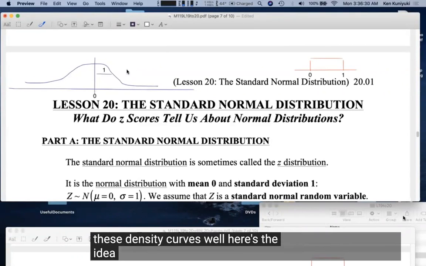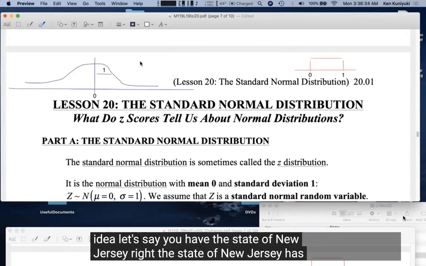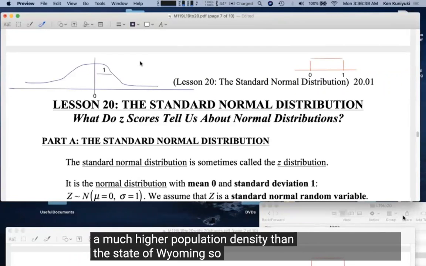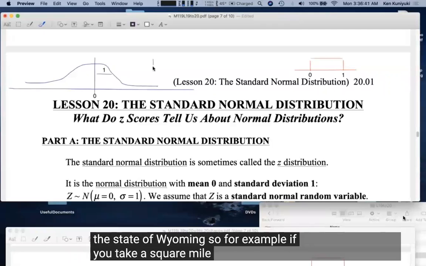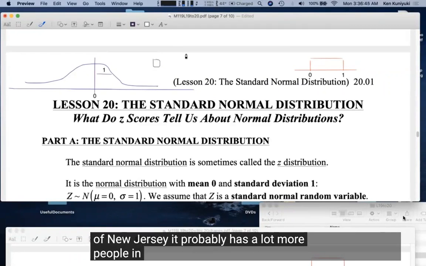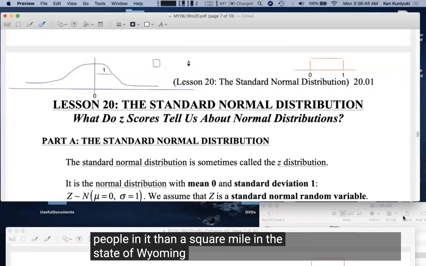First of all, you might be wondering why we call these density curves. Well, here's the idea. Let's say you have the state of New Jersey. The state of New Jersey has a much higher population density than the state of Wyoming. So, for example, if you take a square mile in the state of New Jersey, it probably has a lot more people in it than a square mile in the state of Wyoming.